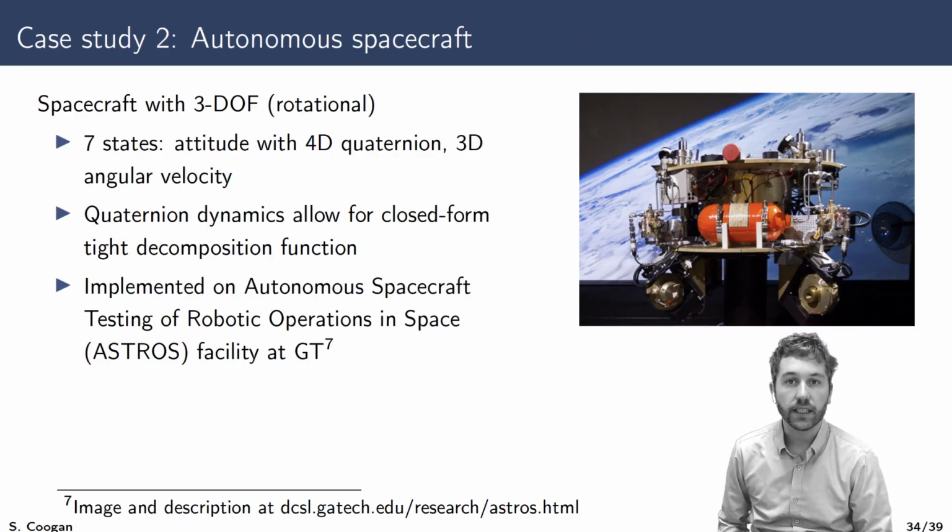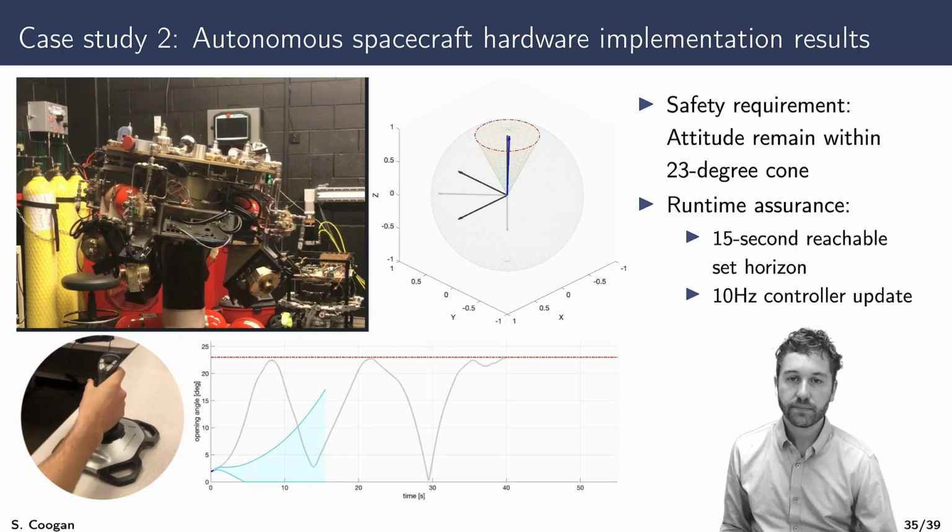In this case study, we consider a spacecraft with 3 degrees of rotational freedom. We modeled a system with 7 states consisting of a 4-dimensional quaternion and 3 angular velocity dimensions. Using a quaternion representation for the rotational state allows for a closed form tight decomposition function for the dynamics. We implement our runtime safety assurance approach on the Astros experimental platform at Georgia Tech.